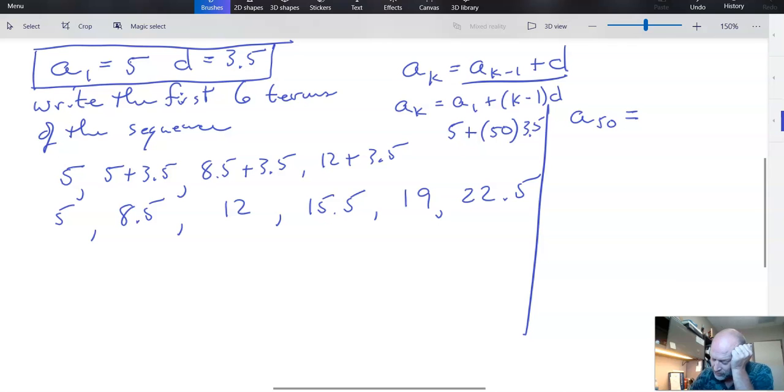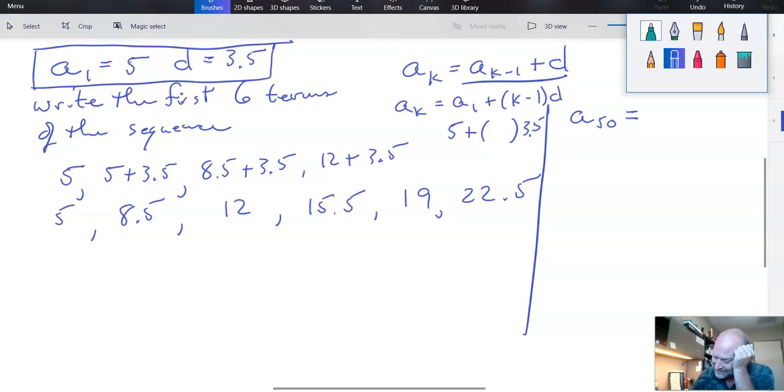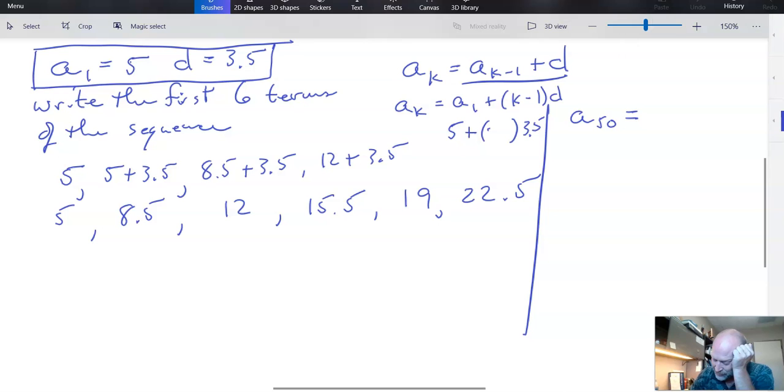I just filled everything in. Oh, not 50. 50 minus 1. I'm glad you guys caught that. Right, so I'm going to write 50 minus 1, just so we can see the whole thing. So that means that this is 5 plus 49 times 3.5. And we are going to need a calculator for that. So let's see what we get.